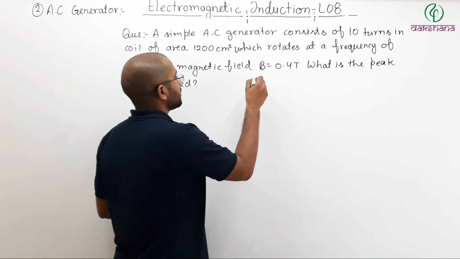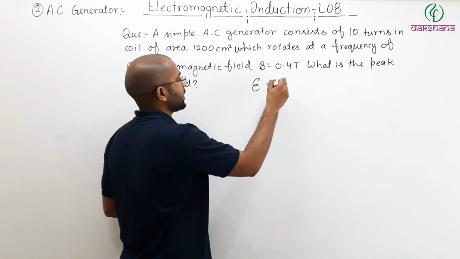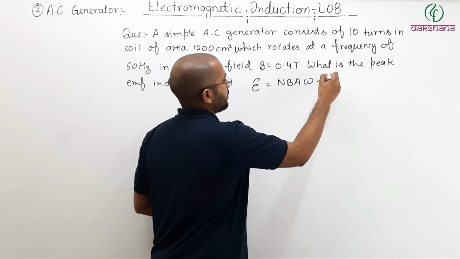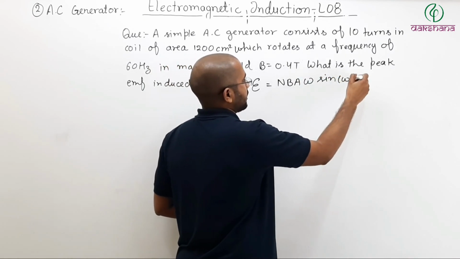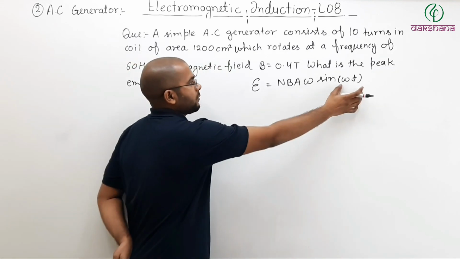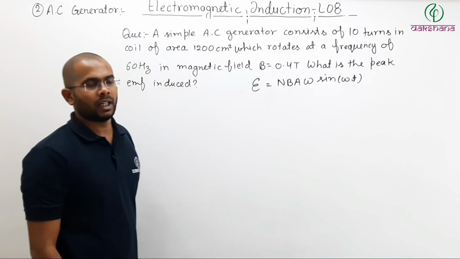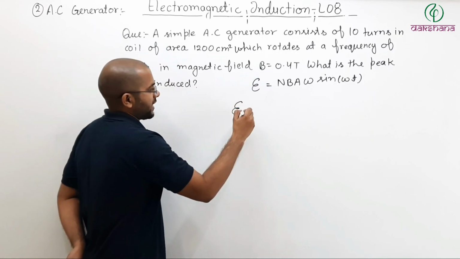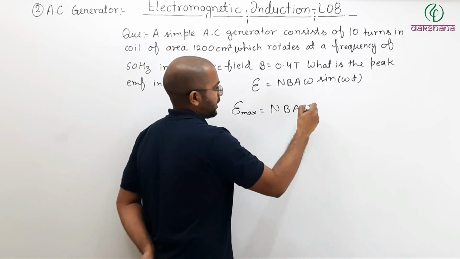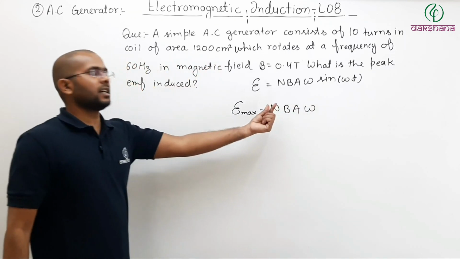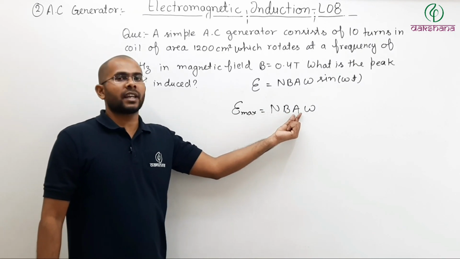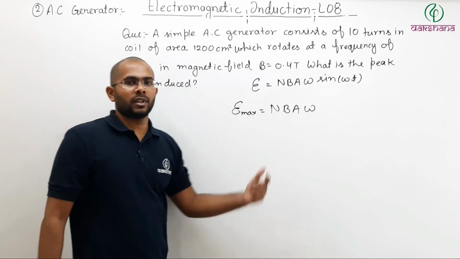If you remember, the EMF equation was written as NBA omega sine omega t. So what is the peak value? Sine omega t will become 1 and this is your value. So EMF max is nothing but NBA omega, where N is the number of turns, B is the magnetic field, A is the area of the loop, omega is the angular speed.